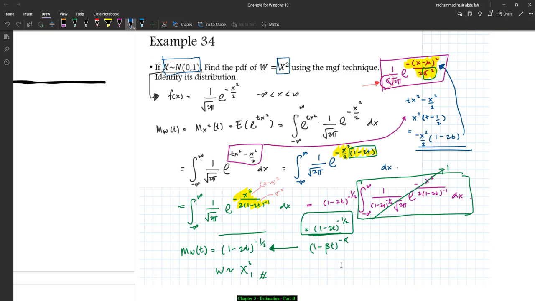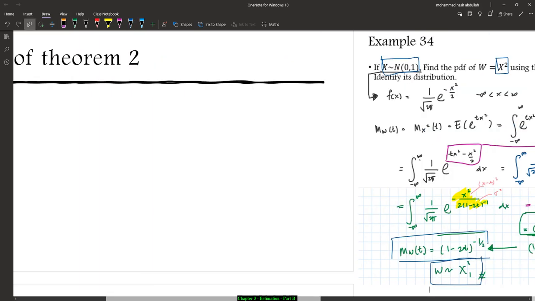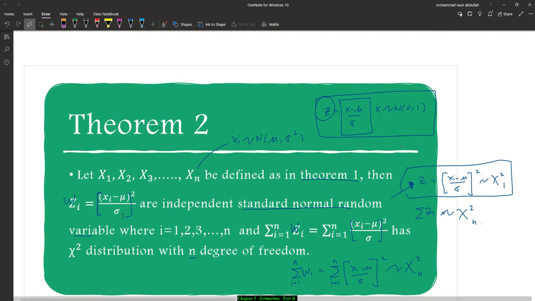So we take the MGF and we found out the MGF for random variable W is (1 minus 2t) to the power of negative 1 over 2. This is equal to chi squared with 1 degree of freedom. Right? So that's why I told you, for Zi, so Wi is equal to chi squared with 1 degree of freedom, right?